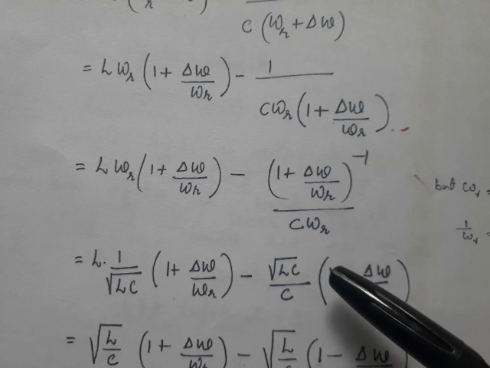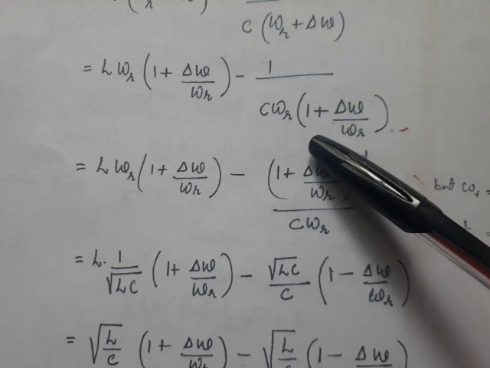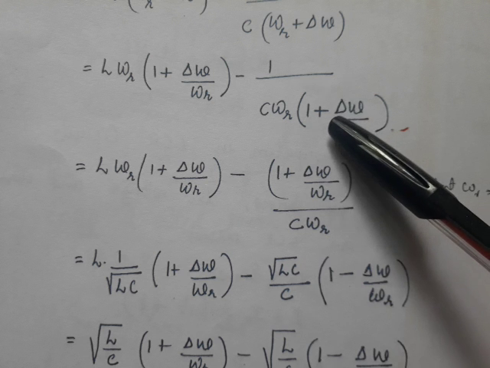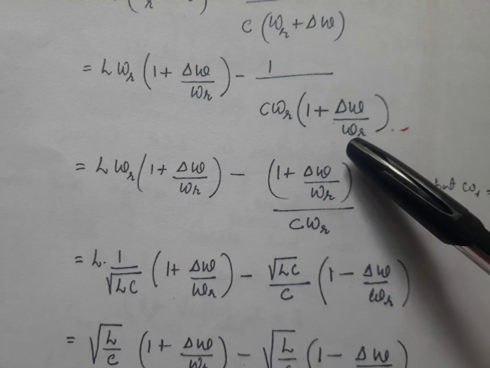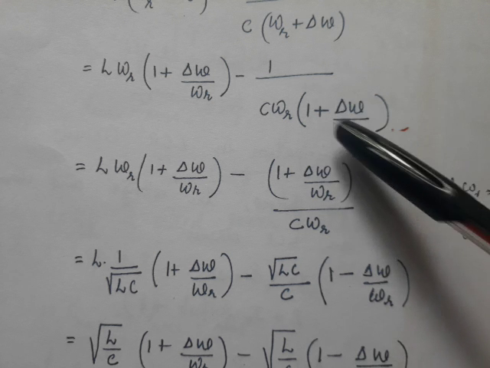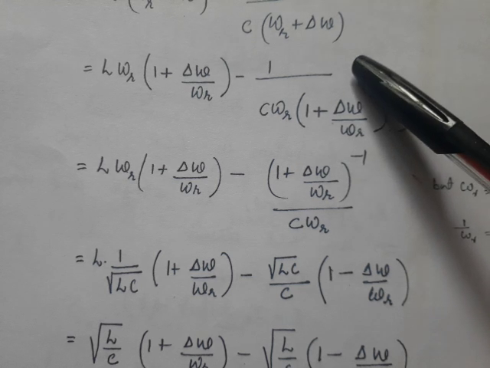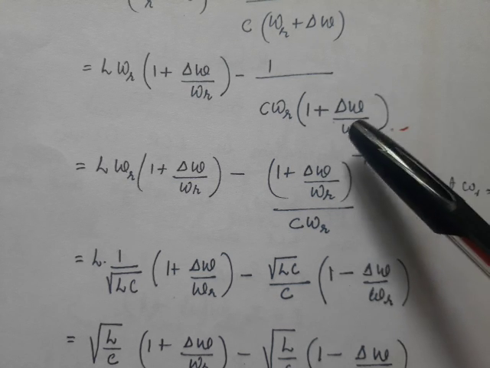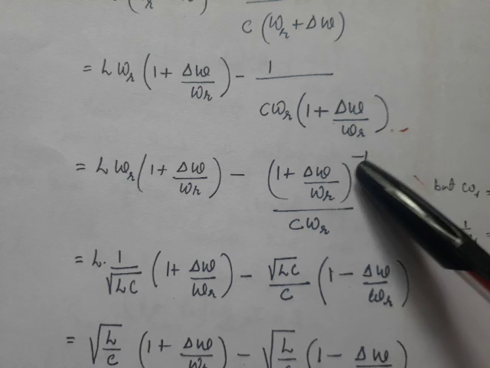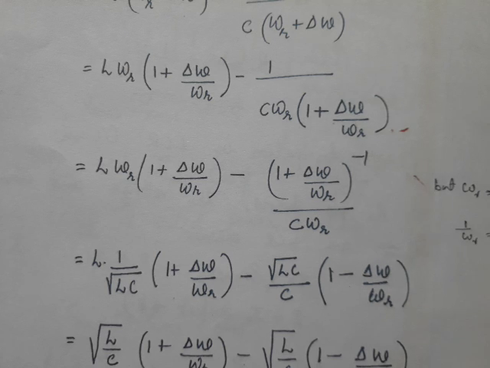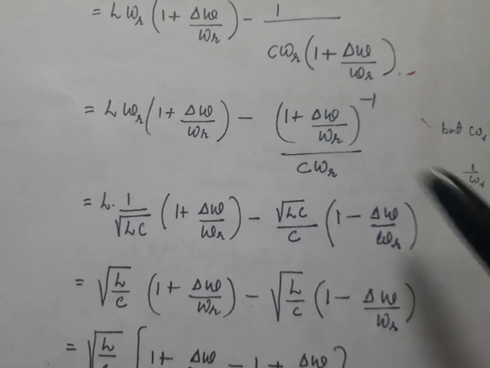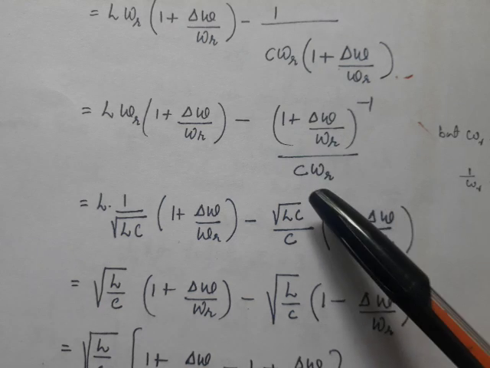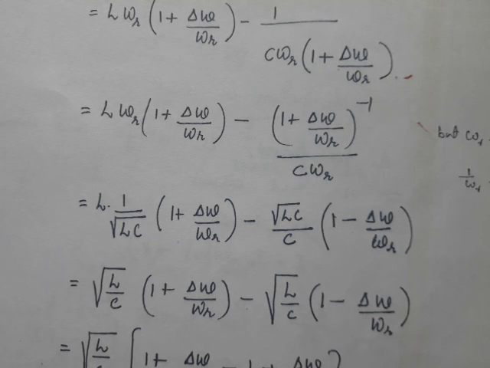Now look at this term, the second term. Here I have in the denominator 1 plus delta omega by omega R. This is in the denominator, so I can take it to the numerator by bringing a negative power 1. I can write it in the numerator with a minus 1 power. This C omega R is already there, that is written here itself, no change.